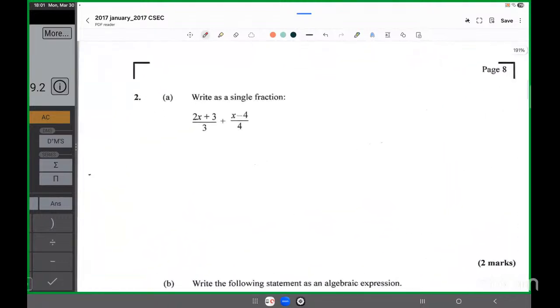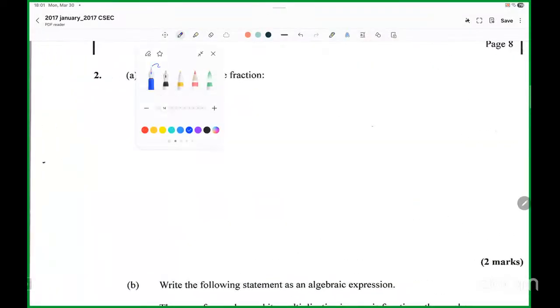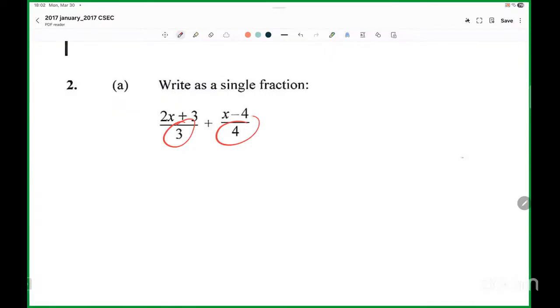Number 2. Let's go. They want us to write this as a single fraction. When you're adding fractions, you want them to be related. You want the denominators to be the same. Related fractions are fractions where the denominators are the same. So in order to get these two fractions to have the same denominator, one is 3 and one is 4, I can take this denominator and multiply it up here and down here, and take the other denominator and multiply it up here and down here. Then the two denominators become 12. So I'm multiplying this fraction by 3 over 3, which is multiplying by 1, and this fraction by 4 over 4.